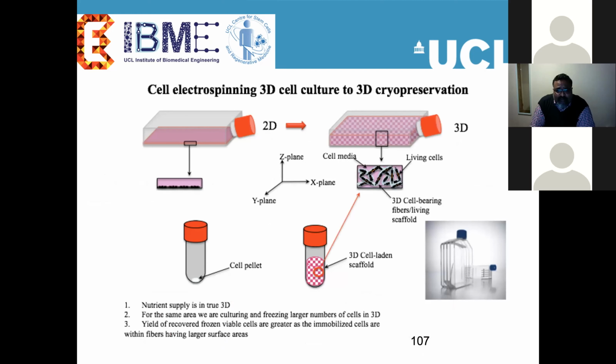As I said, you can build three-dimensional scaffolds and actually culture cells in true 3D rather than in 2D. Rather than cell pelleting, we can actually put cells into fibers and freeze them much quicker. And you can control the freezing process as well, because you can have 2, 3, 4 layers on these fibers. So you can control the way you freeze down the cells, and then thaw the cells.